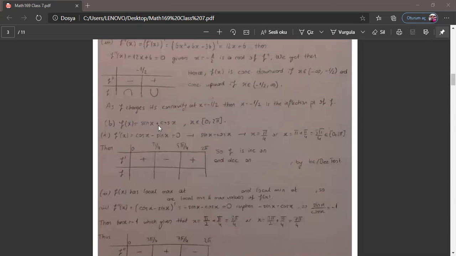Now we have sine x plus cosine x. Again, we do the same things. First, we take the derivative and equalize it to 0. The derivative of this function is cosine x minus sine x. We equalize it to 0. We get sine x equals cosine x. Then you have this unit circle, right?